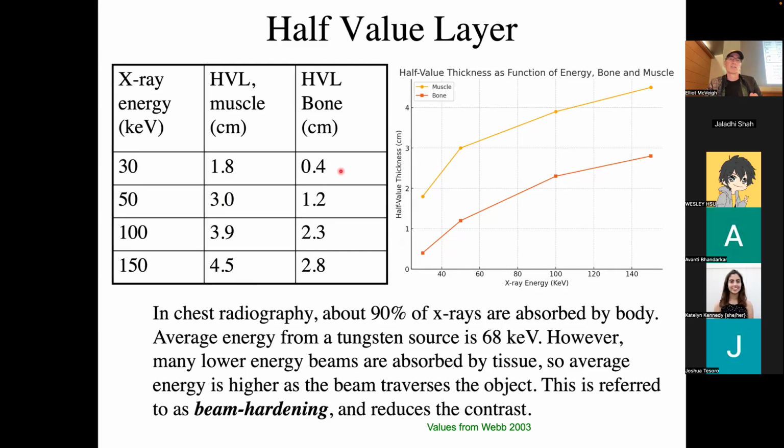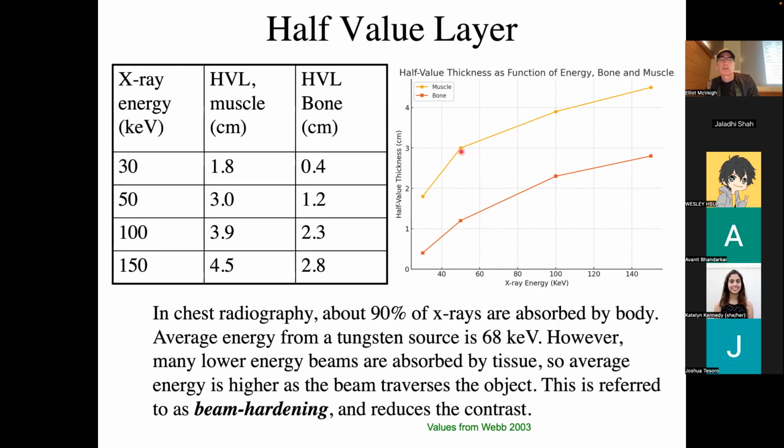Bone, on the other hand, you don't have to go far at all. It's less than half a centimeter at 30 keV, but it's 3 centimeters at 150 keV. So this is a graph of the energy and the half value layers, and you can see that as the energy goes up, it takes more sample to attenuate the object.